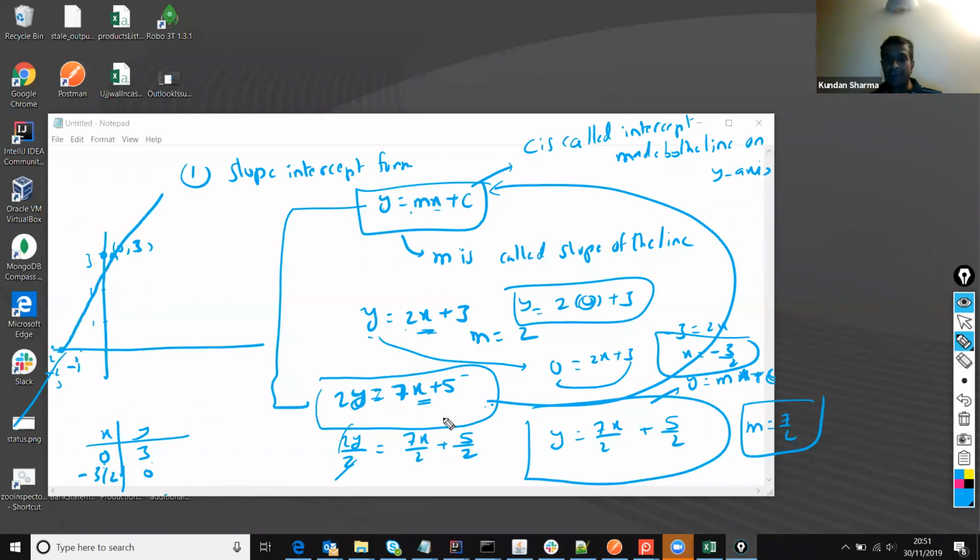So if you see this carefully, I said that y is equal to 2x plus 3. That means 3 is what? It's the intercept made by the line on the y-axis. So this distance is what? This is 3 units. So y is equal to mx plus c. We said that c is called the intercept made by the line on the y-axis. So this distance is called the intercept made by the line, or you can also call it c. So this is y is equal to mx plus c.